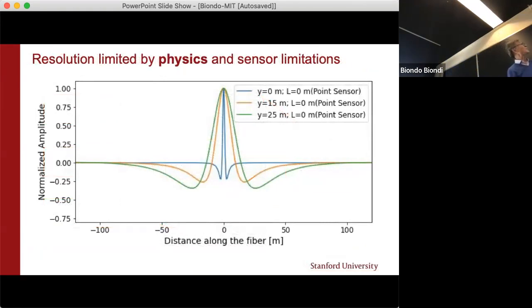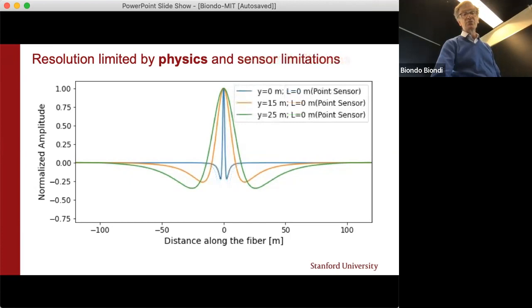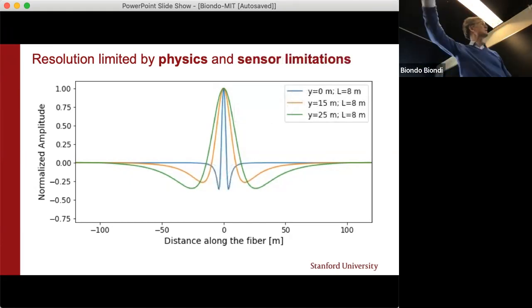So this is a physical model. It basically shows you the quasi-static deformation as a function of distance, of the fiber from the road, because it's not necessarily under it. And clearly, it gets smoothed out with distance. And this is for a point sensor. Of course, if you include the gauge length, then it will smooth even more, depending on the length of the gauge. Not much more for the green, that is when you're farther away.